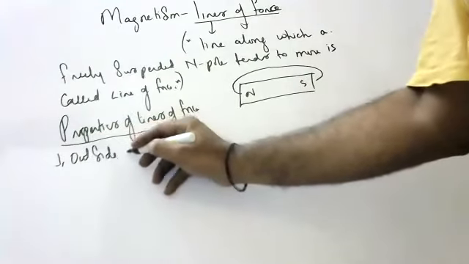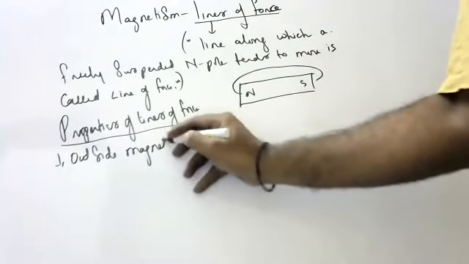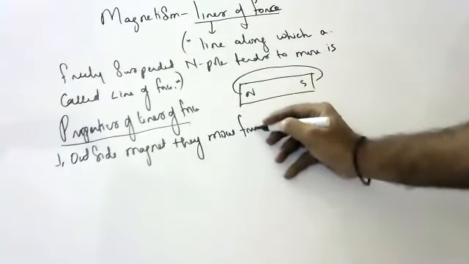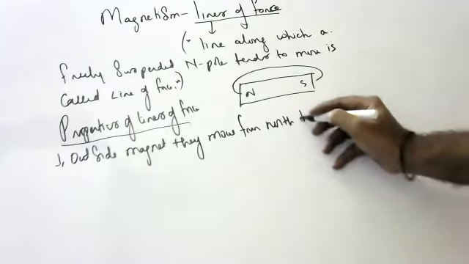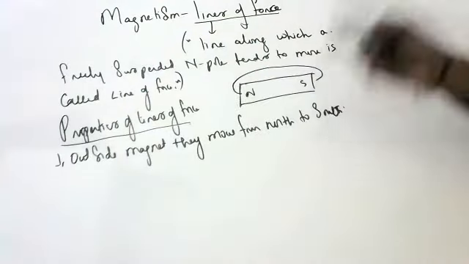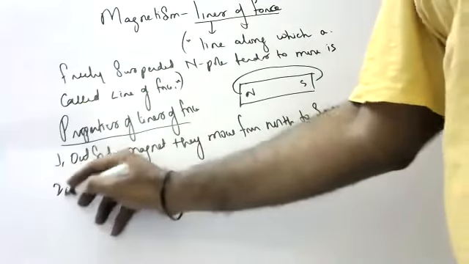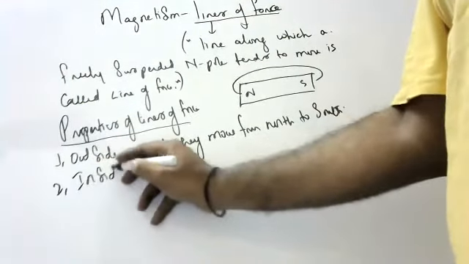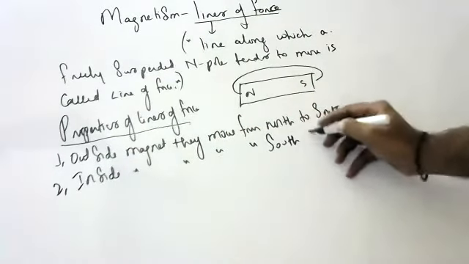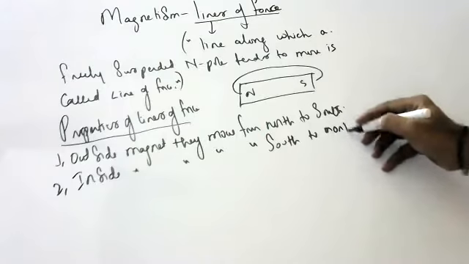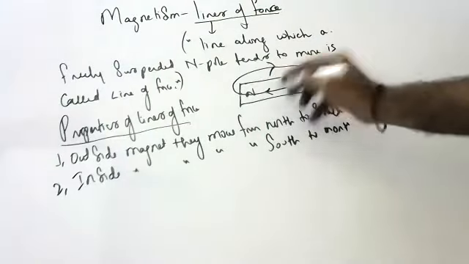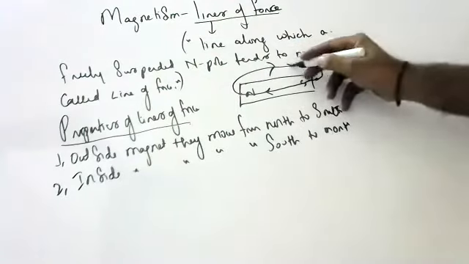Outside the magnet, they move from north to south. Outside the magnet, they go from north to south. And children, inside the magnet, they move from south to north. Outside, they go from north to south, and inside, they go from south to north. Children, the arrow is compulsory and important. North to south, you have to put an arrow.